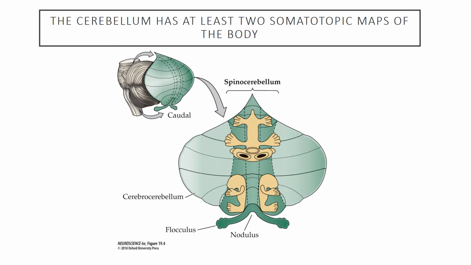So the cerebellum has at least two somatic maps of the body within it. Since it has this clear motor control, this is what that map looks like. I know it looks a bit alienish. Within the spinocerebellum, we have a map that covers basically the entire body. And then on either side, on the lower ends of the cerebellum, on the more caudal ends, we have a map for one side of the body and a map for the other side of the body.